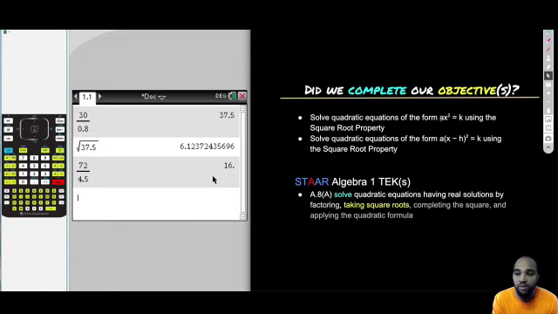And we kept them in this form, right? Ax squared equals some number, or we have parentheses where we divided that number and then did the square root. So great job to you.